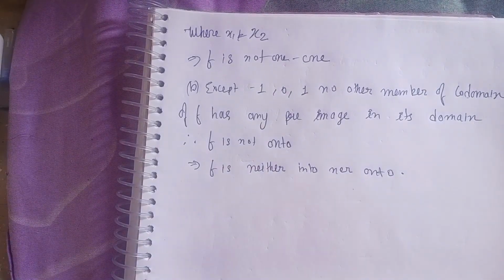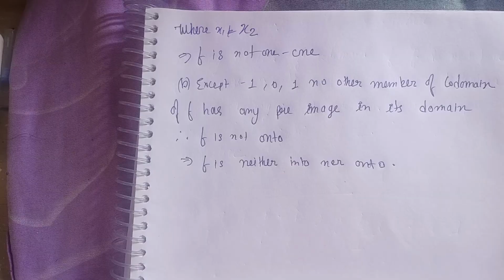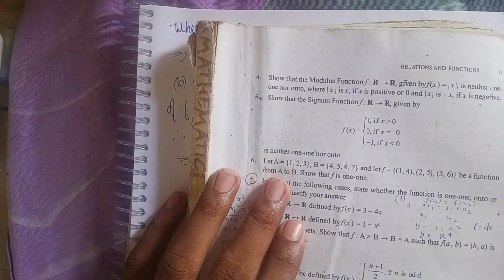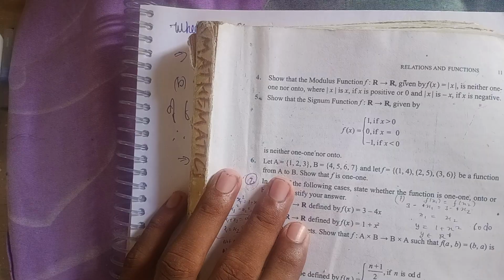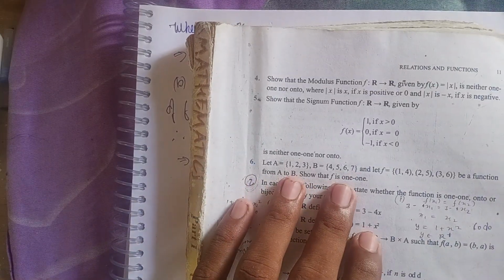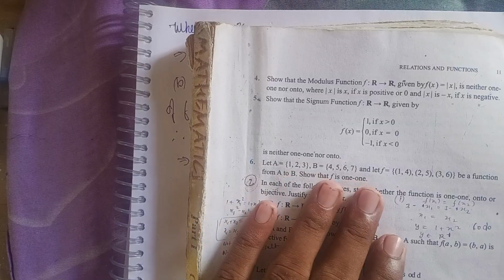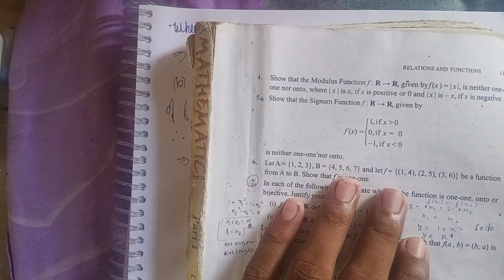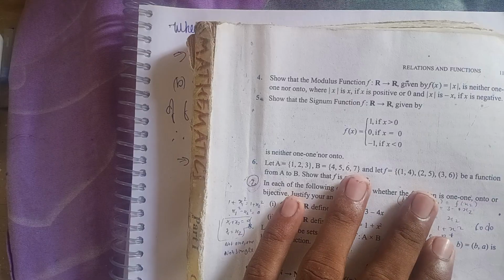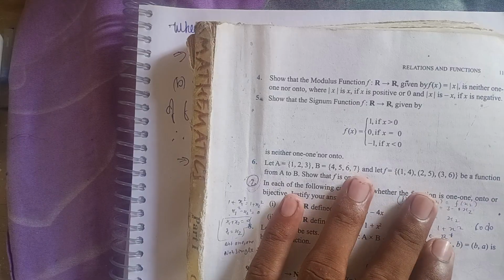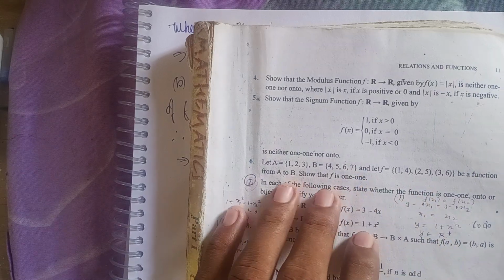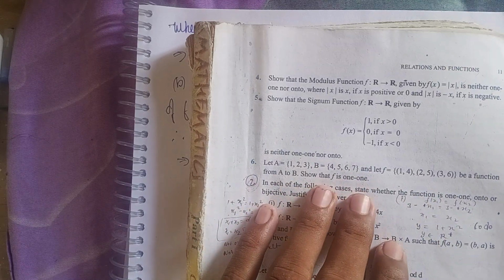Now we are going to solve question number 6. Question number 6: let A = {1, 2, 3}, B = {4, 5, 6, 7}, and let f = {(1, 4), (2, 5), (3, 6)} be a function from A to B. Show that f is 1-1.